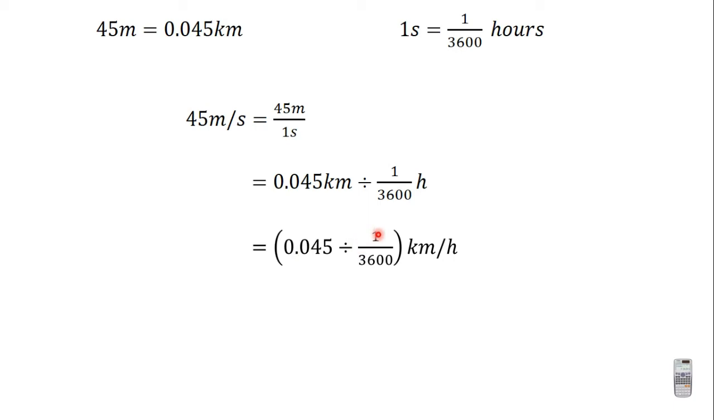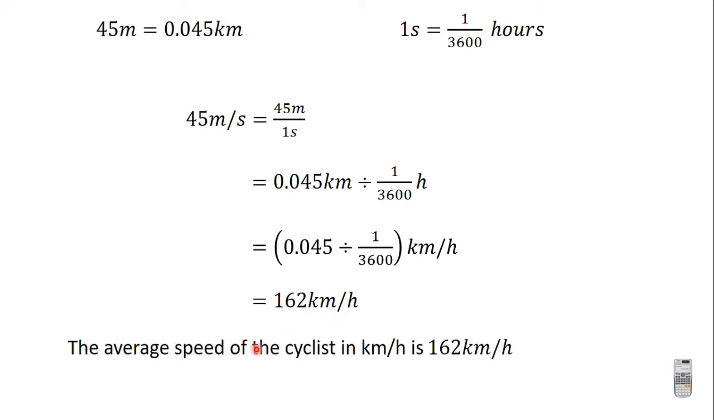0.045 divided by 1 divided by 3,600 will give us 162. So we have 162 kilometers per hour. So the average speed of the cyclist in kilometers per hour is 162 kilometers per hour. This means that when we convert 45 meters per second to kilometers per hour, we are going to have 162 kilometers per hour.